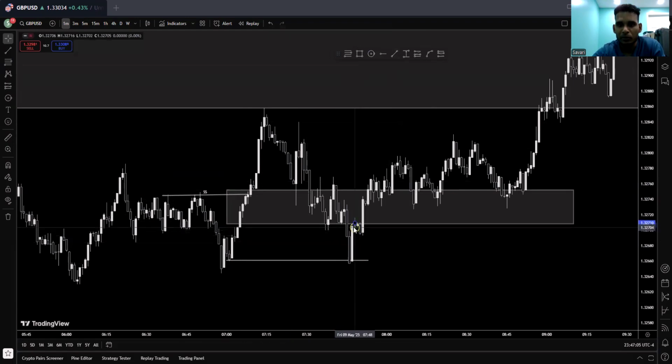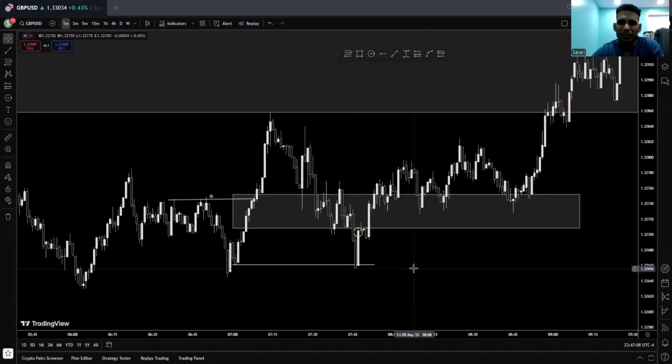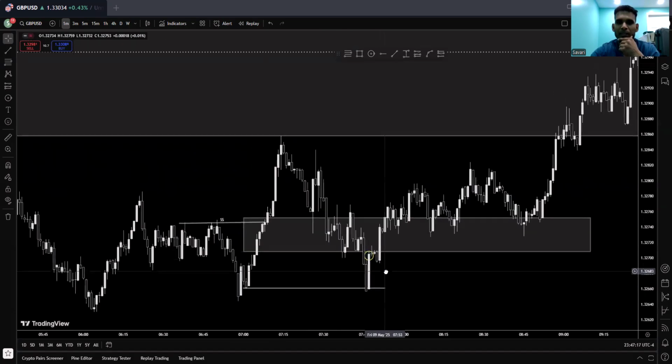This is where I entered my first position, and this is my first target. Very small lot, very small lot. I kept my stop loss at this point. For this, I kept my stop here. For this, I kept my stop loss here.